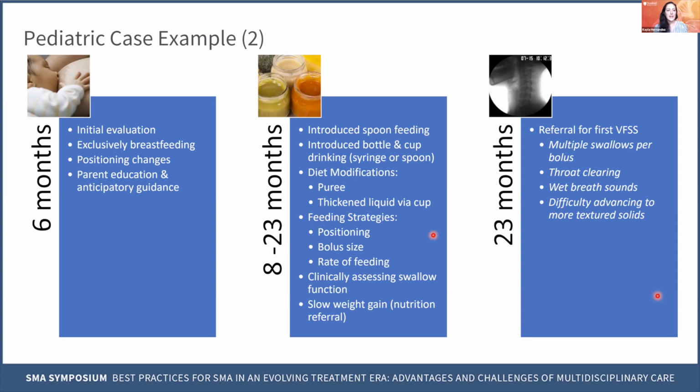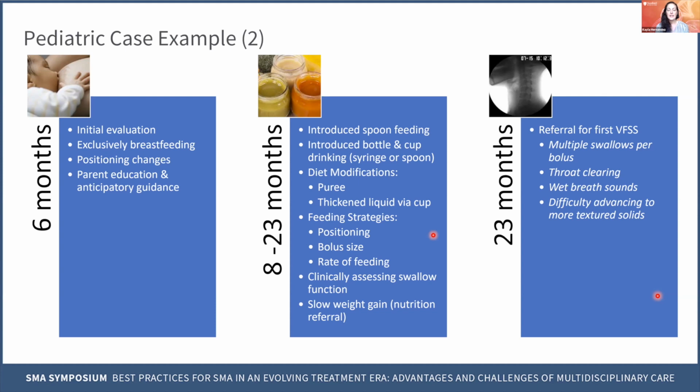During our initial assessment, he breastfed well. We did go over some positioning changes with mom just to get him in a little more upright of a position and minimize any potential aspiration risk. And we did a lot of parent education and provided anticipatory guidance about what families should be looking for that could indicate any sort of changes or declines in swallow function, and how they could identify some of those signs and notify us as soon as possible.